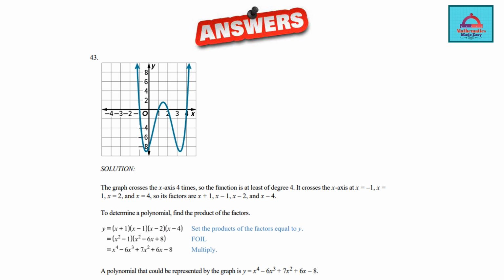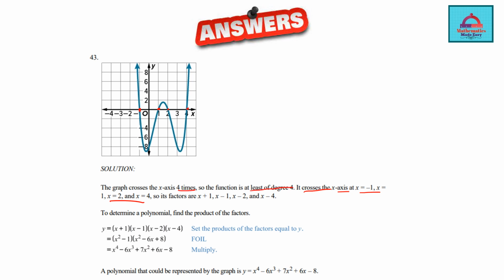Let's solve question 43. Here you see there are 4 roots. So in the last slide, I had told you for 3 roots. There is one more. If you see carefully, so this is minus 1, 1, 2 and 4. So it crosses the x-axis at these 4 points. So there are going to be 4 roots, at least of 4 degree.